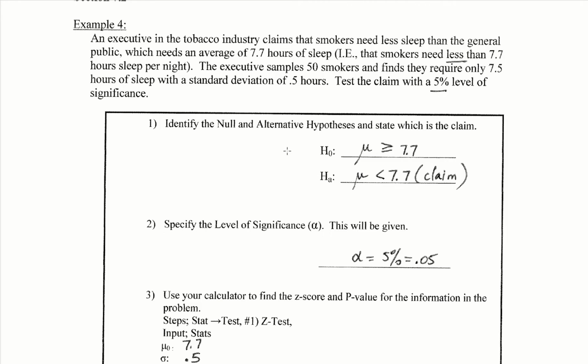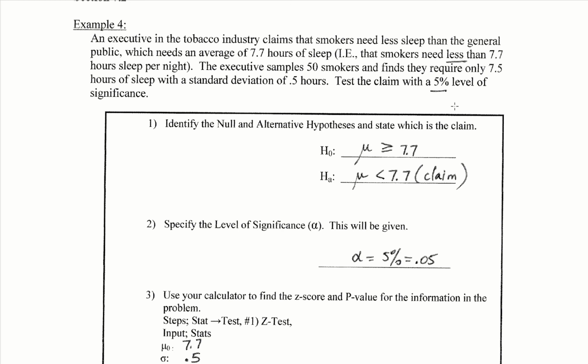Let's go ahead and do our first hypothesis test. Suppose a tobacco industry executive claims that smokers need less sleep than the general public, which needs an average of 7.7 hours of sleep. So they're claiming that smokers need less than 7.7 hours of sleep per night. To test their claim, we're going to gather a sample of 50 smokers, and our sample of 50 smokers finds that they require only 7.5 hours of sleep with a standard deviation of 0.5. Let's test this person's claim with a 5% level of significance.